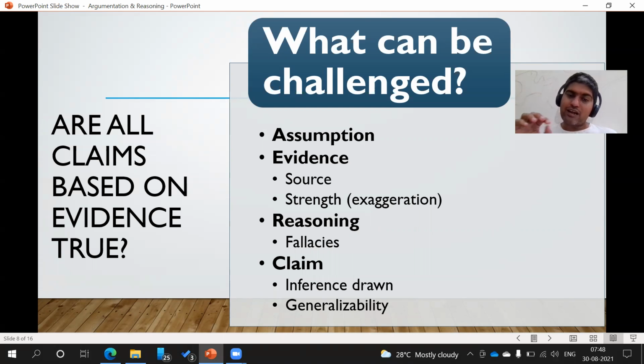Once you see that there are certain kinds of fallacies in arguments, you can identify them and you can use them to either counter the claims or to make your own claims and avoid these fallacies in your own arguments. In terms of claims, we can counter or challenge the inferences that have been drawn. We can counter the generalizability of the inferences.